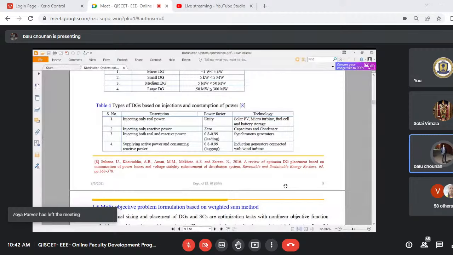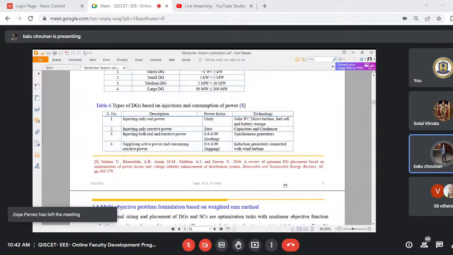Why? Because the transmission system offers a high reactive power loss rather than real power loss. The distribution system offers a high real power loss rather than reactive power loss. So here we have considered only injecting real power DGs, as well as considering the capacitor by injecting reactive power to improve the voltage profile.